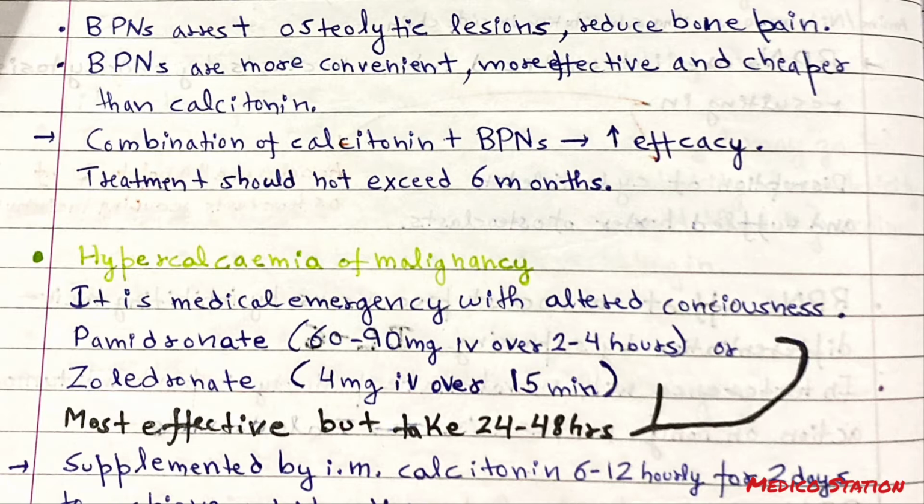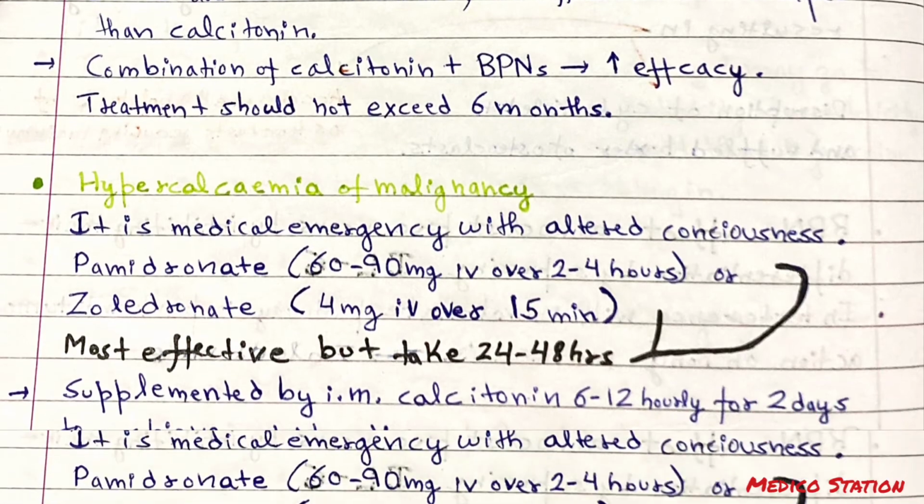Hypercalcemia of malignancy is a medical emergency with altered consciousness. The drugs to be given are pamidronate 60 to 90 mg IV over 2 to 4 hours, or zoledronate 4 mg IV over 15 minutes. These two are the most effective drugs but take 24 to 48 hours for action.